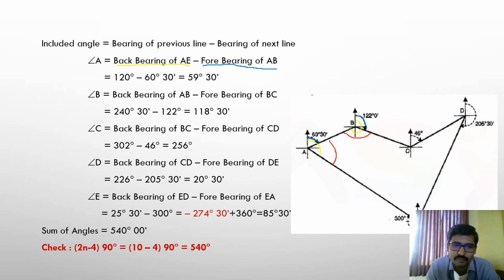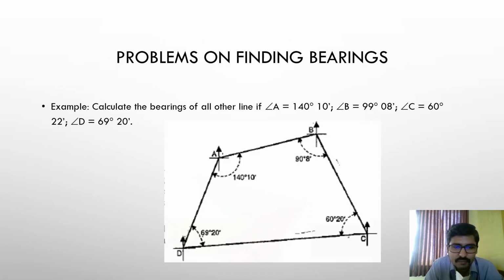Let us see another type of problem where bearings are to be calculated when interior angles are given. So in the second problem here, interior angles are given and you are supposed to calculate the bearings, right? The example says: calculate the bearings of all other lines if angle A is 140 degree 10 minutes, angle B is 90 degree 8 minutes, angle C is 60 degree 22 minutes, and angle D is 69 degree 20 minutes, right? To calculate any bearings, it is always required to have one of the bearings given. So let us see what bearing is given.